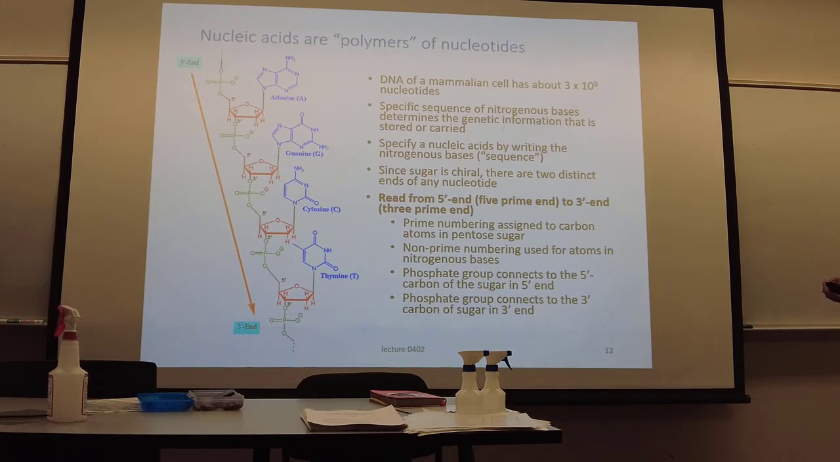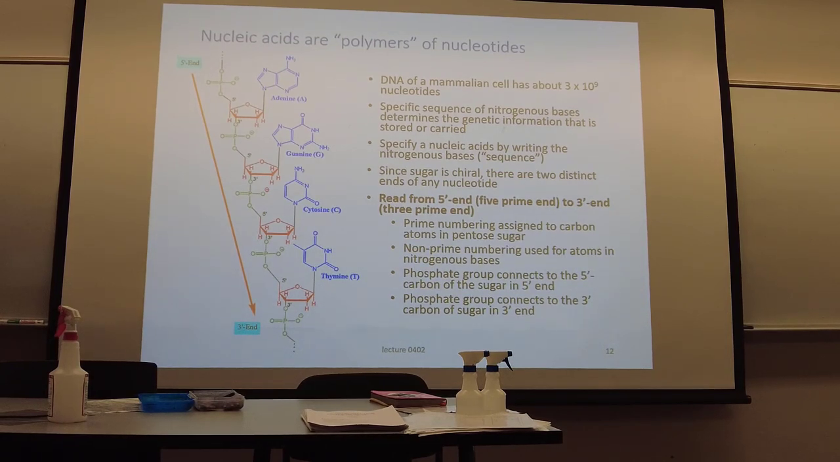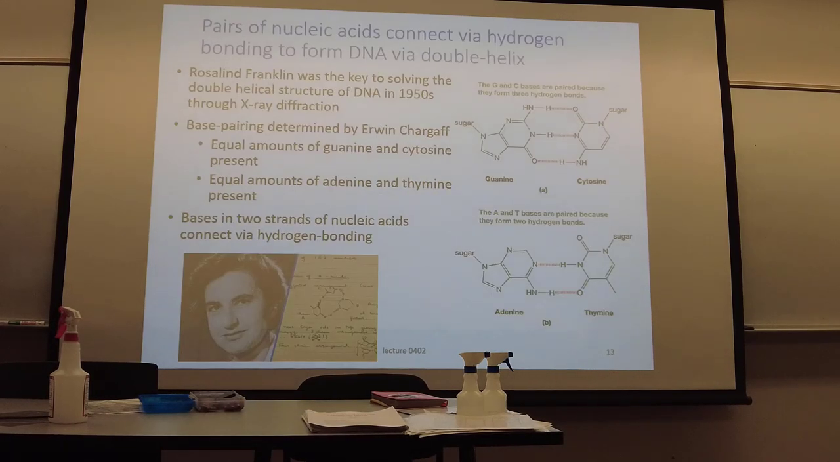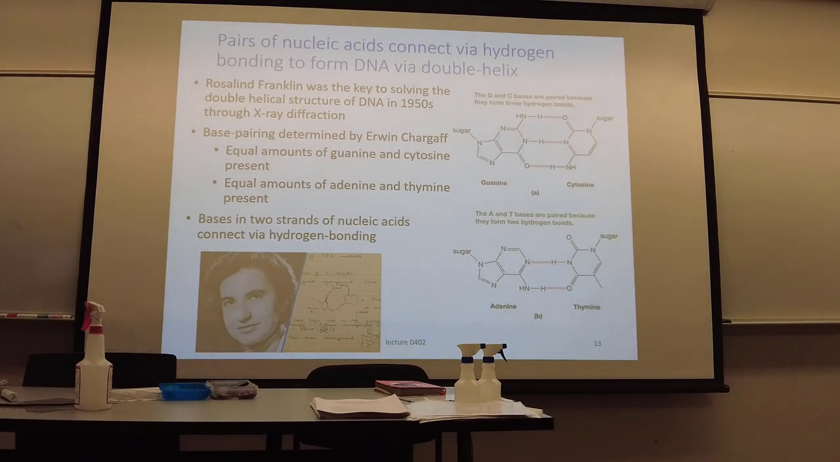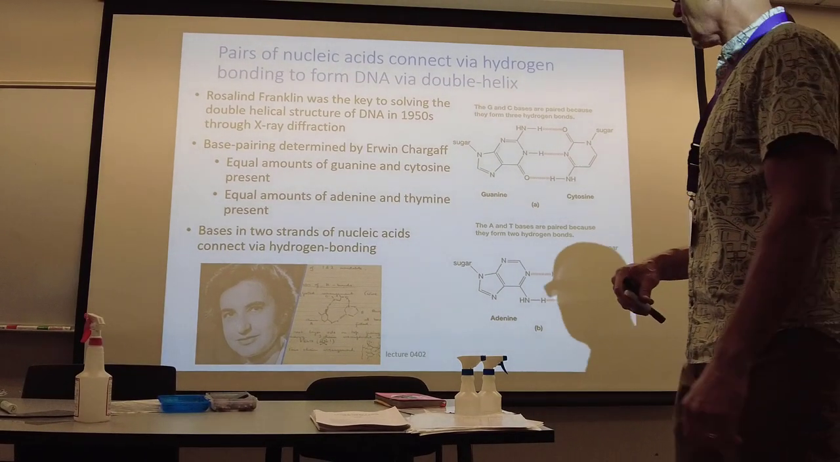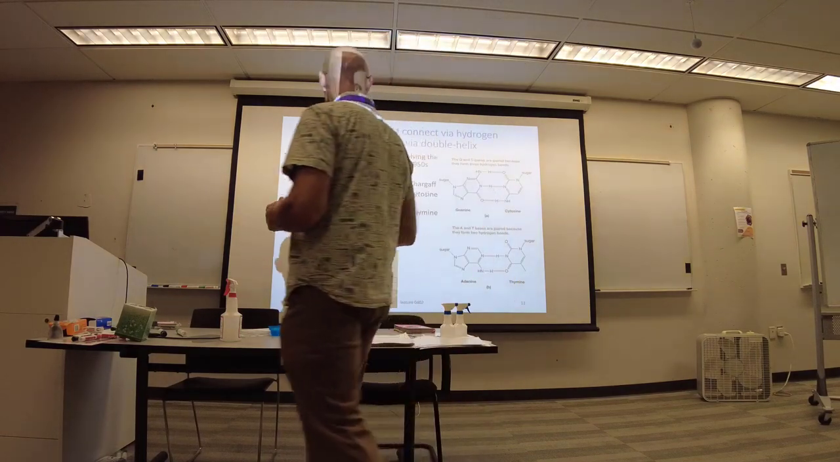Since sugar is chiral, there are two distinct ends of the nucleotide. From the 5' end to the 3' end. I made that point a few times. What else? And phosphates is what connects the sugars to each other. Simple enough. All right, so now the pairs of nucleic acids connect via hydrogen bonding. So that thing that holds the DNA together is actually a hydrogen bond.